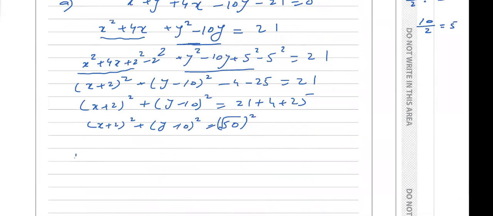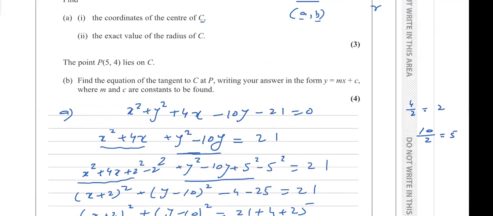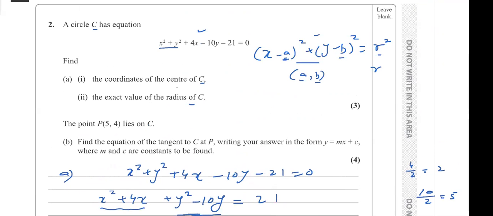So now the center is the opposite sign of this one, minus 2, and the opposite sign of this one, 10. So minus 2, 10 is the center. While the radius I will say is square root of 50. That is the radius. So we completed parts 1 and 2 of part A, which required finding the exact value of the radius and the coordinates of the center.